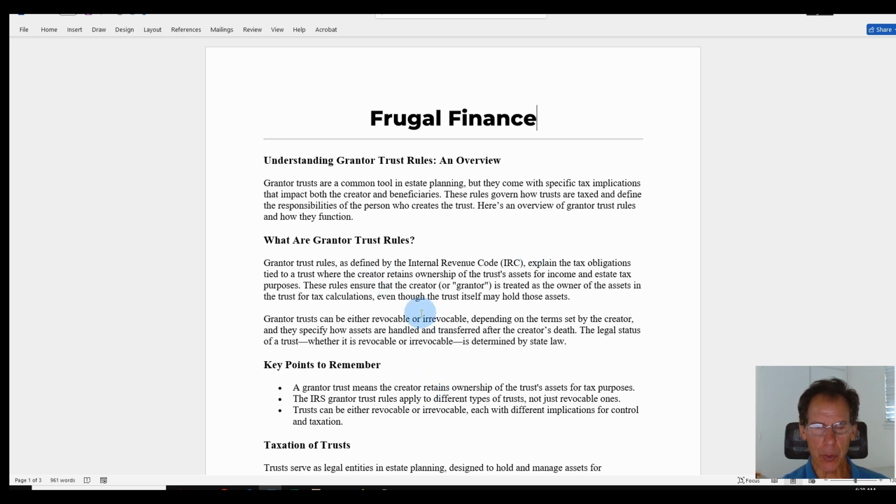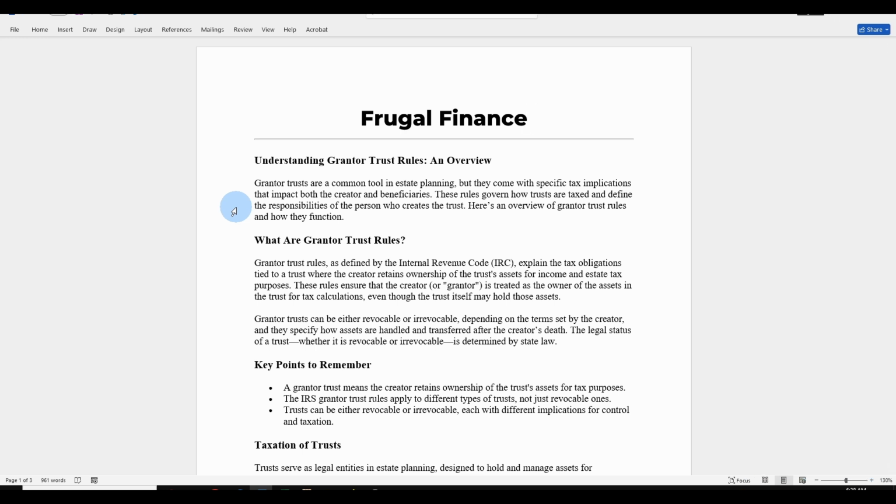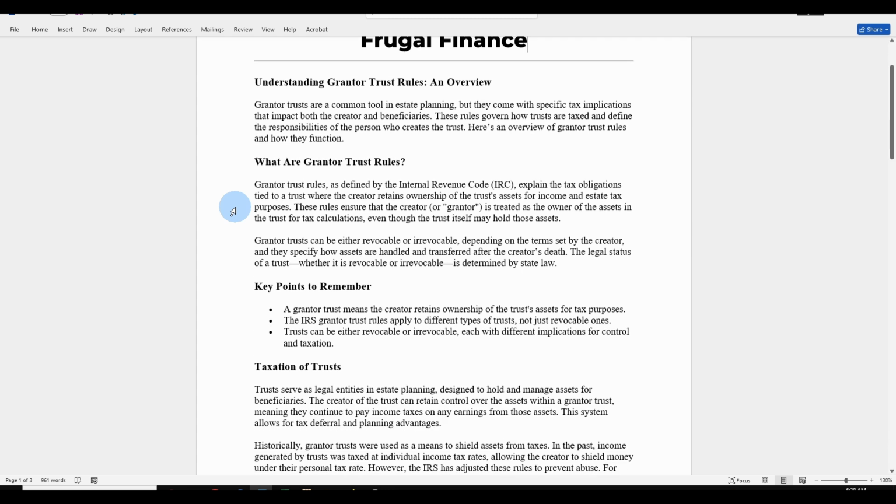Understanding Grantor Trust rules and overview. Grantor trusts are a common tool in estate planning, but they come with specific tax implications that impact both the creator and beneficiaries. These rules govern how trusts are taxed and define the responsibilities of the person who creates the trust. Here's an overview of Grantor Trust rules and how they function.